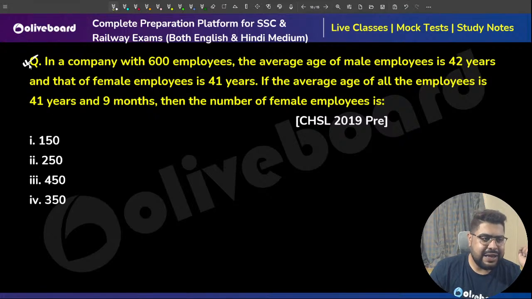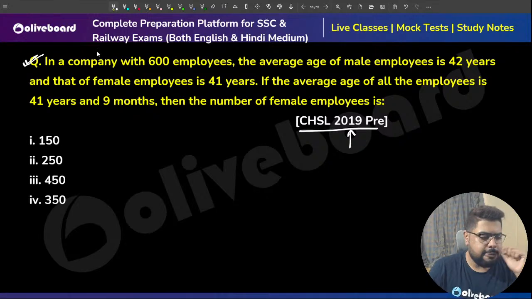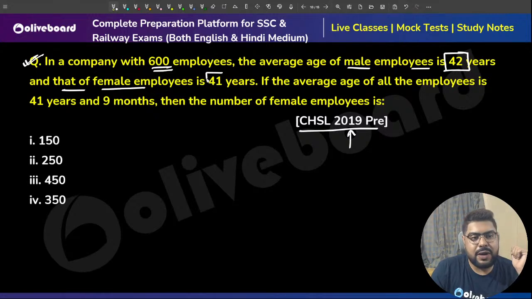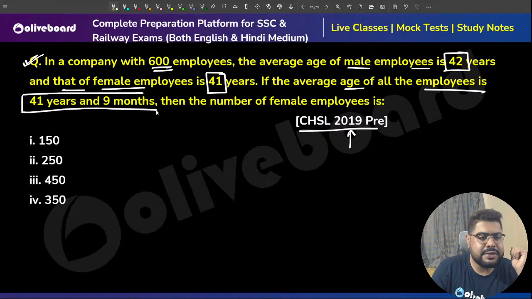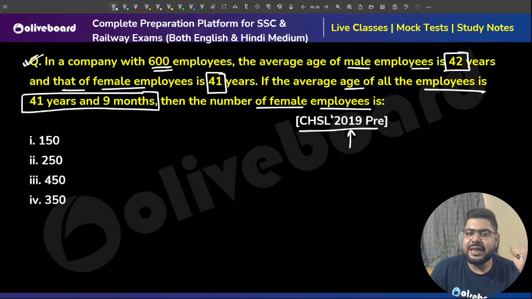Again a question, CGL 2019. In a company with 600 employees, average age of male employees is 42 years. That of female employees is 41 years. If the average age of all the employees is 41 years and 9 months, then the number of female employees is how much? That is a good question.